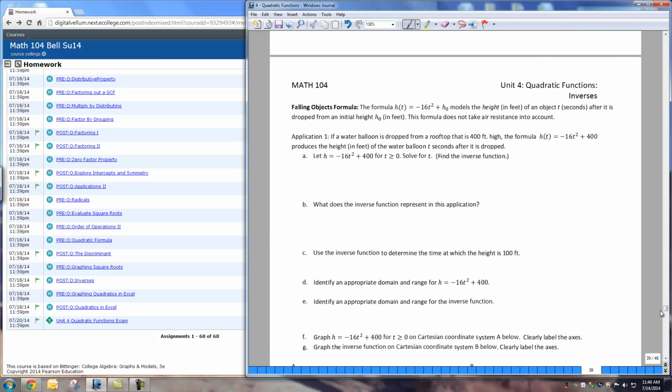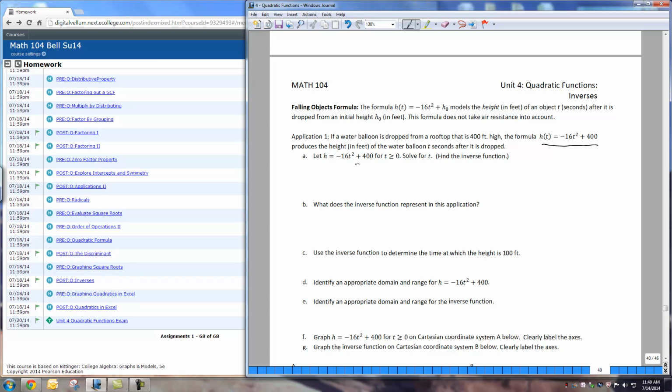All right. Now let's look at an actual application. The formula h of t equals negative 16 t squared plus h naught models the height in feet of a water balloon dropped from the initial height h naught. Let's consider we drop it from a rooftop that's 400 feet high. So here's our function: h of t equals negative 16 t squared plus 400. Maybe I don't know the time, but I know the height.